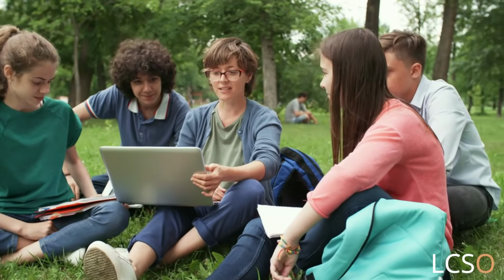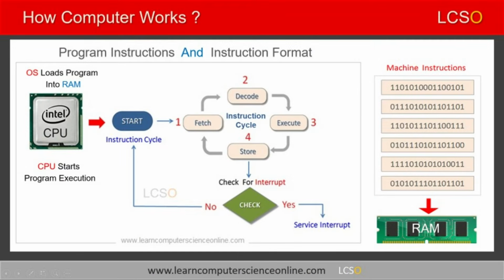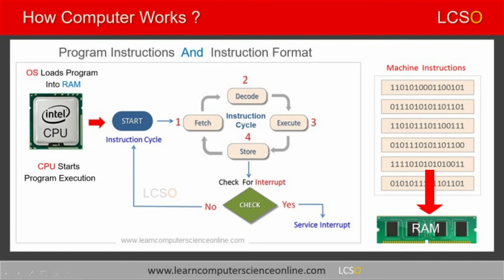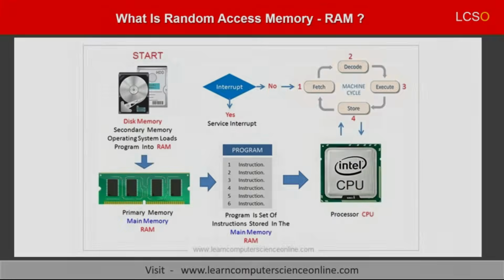Let us consider one example to understand the computer operations. When the user executes the command to run a specific software, the operating system loads the program into the main memory of the computer. The main memory of the computer is called random access memory, abbreviated as RAM. In computer jargon, it is also referred to as the primary memory of the computer, or temporary memory.